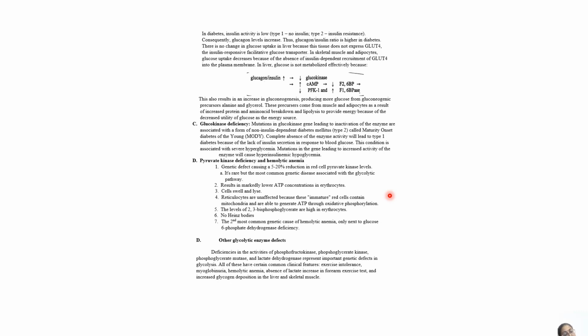Okay, now we talk about pyruvate kinase deficiency in hemolytic anemia. Any kind of genetic defect causing a 5 to 20% reduction in the red cell pyruvate kinase levels. It's a rare but the most common genetic disorder associated with the glycolytic pathway. There can be other glycolytic enzyme defects as well, like deficiencies in the enzyme activities of phosphofructokinase, phosphoglycerate kinase, phosphoglycerate mutase, and lactate dehydrogenase, to represent genetic defects in glycolysis. All of these have certain common clinical features: exercise intolerance, myoglobinuria, hemolytic anemia, and all of that.